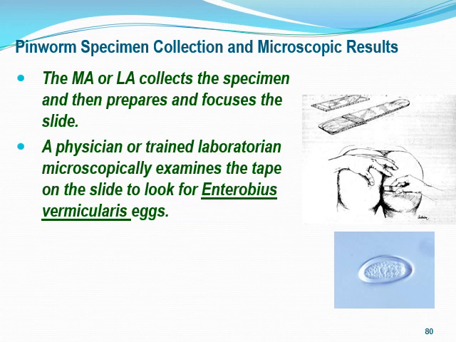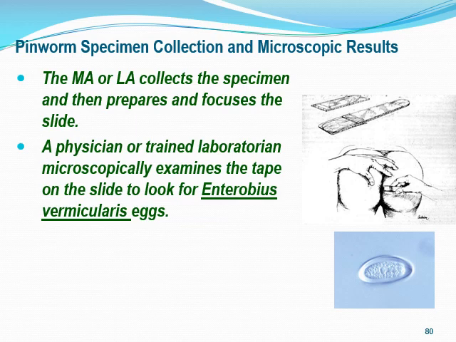Then they prepare it and focus the slide under the microscope. Then a physician or some type of MLT, MT, a clinical laboratory specialist will come in and examine the tape that is on that slide to look for those Enterobius vermicularis eggs, which you see down there at the bottom. You'll see that picture of one of those eggs. That's what it looks like. So over to your right-hand side, down at the bottom, that's the picture of the egg and what it would look like under the microscope.